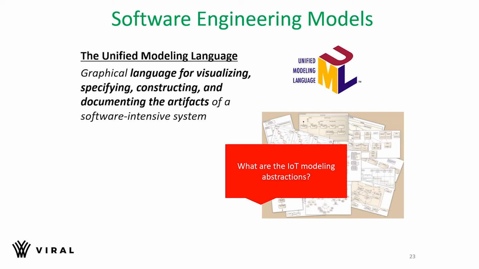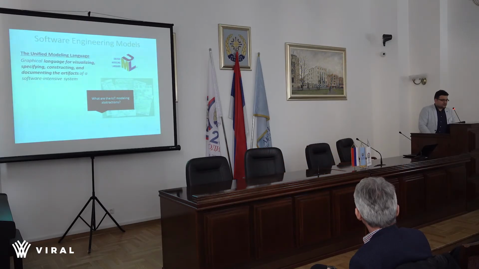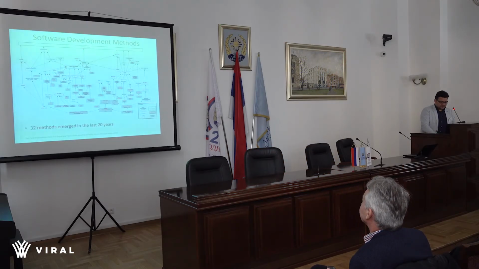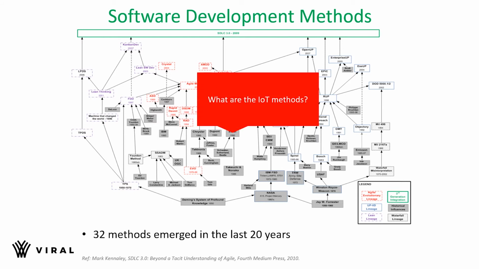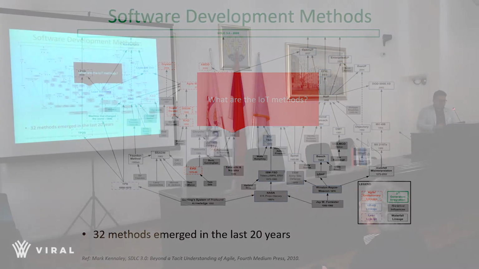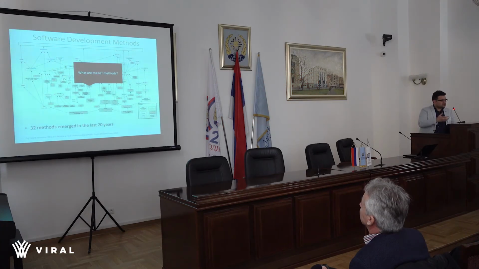And we looked at the available IoT modeling abstractions. There were not many approaches. And we also looked back at the software development methods which have been developed within the last 20 years. We have seen 32 methods emerge in the last 20 years. Some of them are agile approaches, which are quite common, not only for IoT, but also for other software applications. So we looked at what are the available IoT methods. We looked at the literature, what the practitioners and researchers have done within the last 10 years.